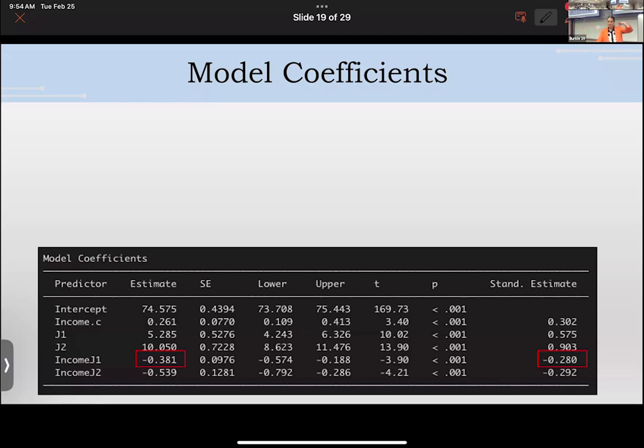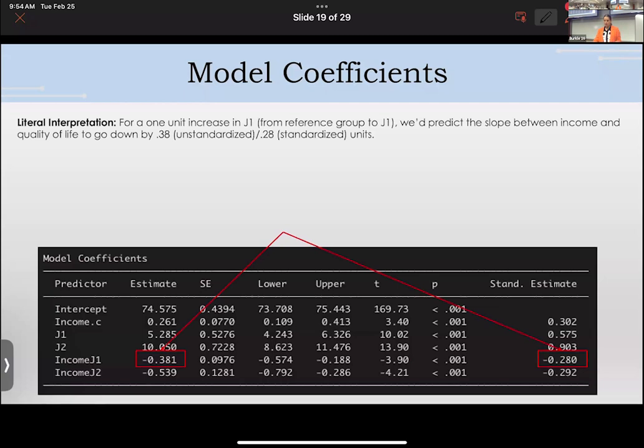So here, if I were going to interpret this literally, it would be for a 1 unit increase in J1, we'd predict the slope between income and quality of life to go down by 0.38 unstandardized or 0.28 standardized. Cool? Everybody get that part? Questions about that part before I go to conceptual. So now let's actually look at what happens. Let's start with conceptual, unstandardized, and we'll do standardized.